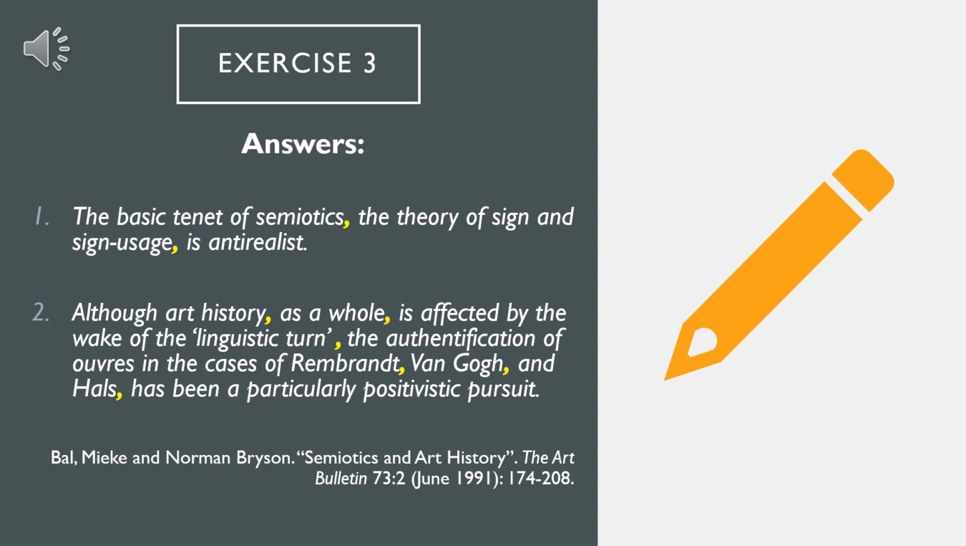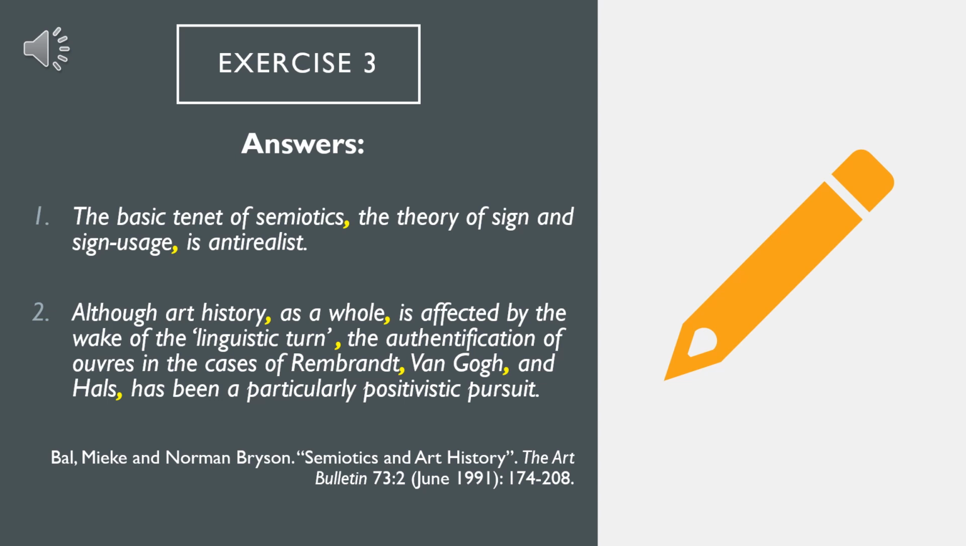Like before, as a whole is an adjective clause. It refers to the subject of the sentence, which is art history, and it gives us further qualification insofar as it tells us that we're talking about art history in its entirety. As an adjective clause, as a whole takes a comma on either side, and the sentence would still work perfectly even if it wasn't there.